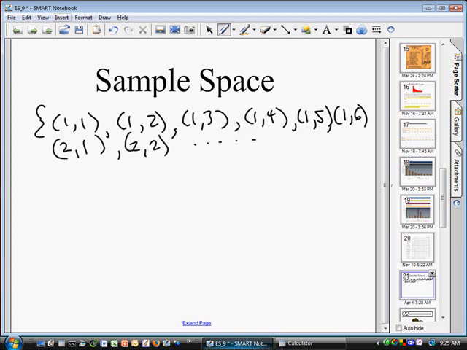I was just going to say, what are the chances of getting a 5 on a random shake? And now you would pick out all the ones in the sample space that have a total of 5. And there should be several of them, right?